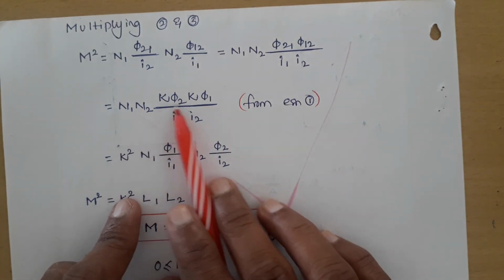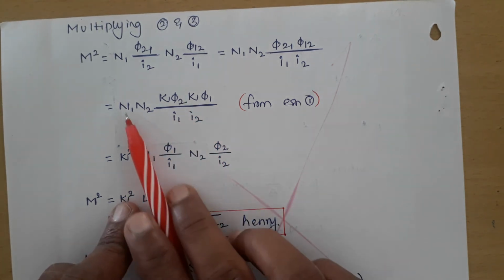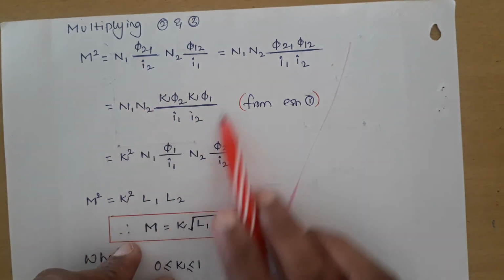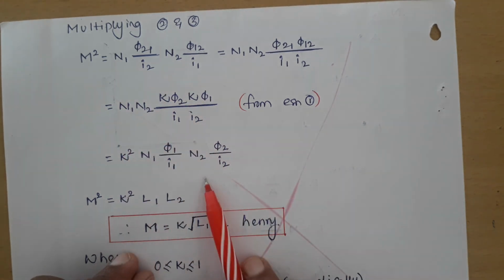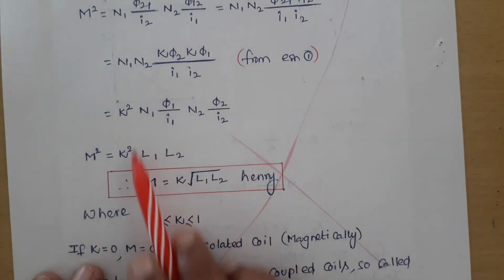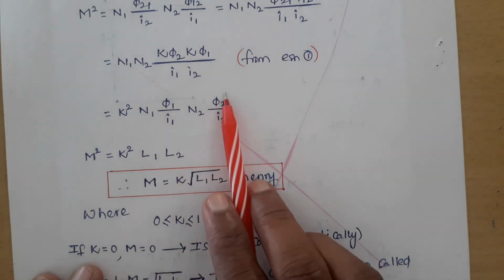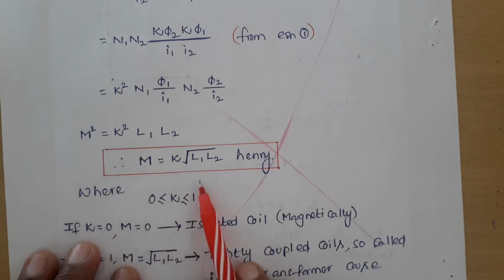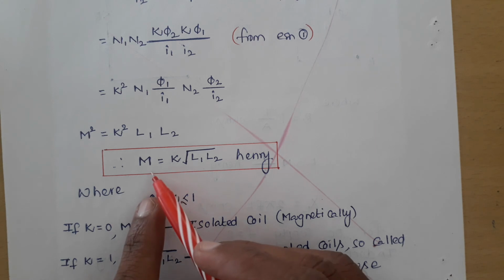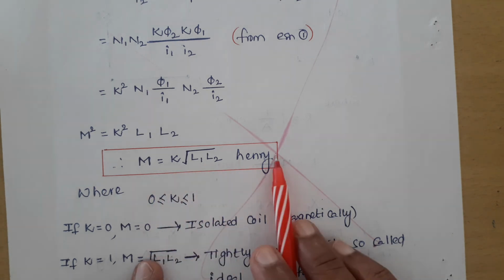So N1 N2 K phi 2 into K phi 1 by I1 I2. K into K is K square, times N1 phi 1 by I1, N2 phi 2 by I2. So M square equals K square L1 L2, since N1 phi 1 by I1 is L1 and N2 phi 2 by I2 is L2. Therefore the relation between mutual inductance, self-inductances and coefficient of coupling is M equals K times root L1 L2 Henry. The unit of mutual inductance is Henry.